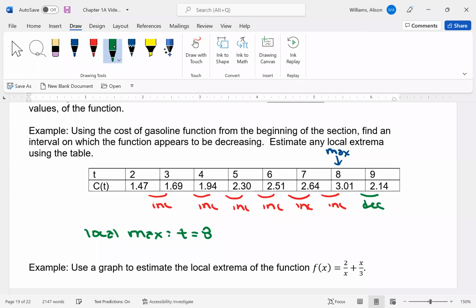I also realized that it asks us to list where the interval appears to be decreasing. Okay, we'll do that in just a second. Looks like we have a local max at t equals 8, or I could say c of 8 equaling 3.01 is potentially a local maximum.